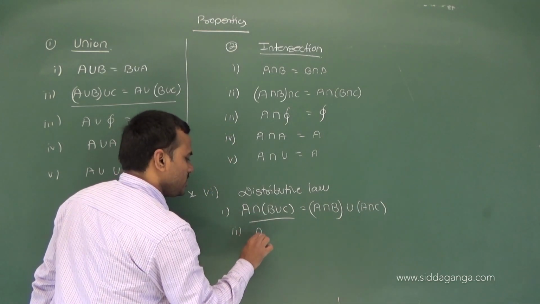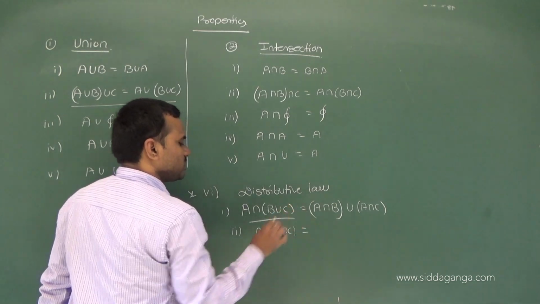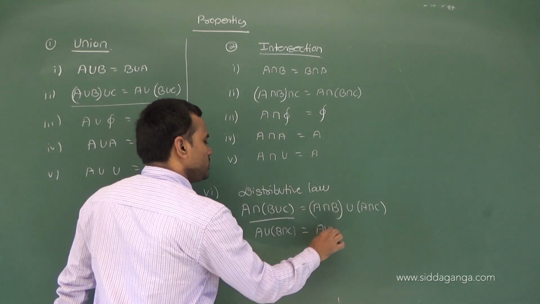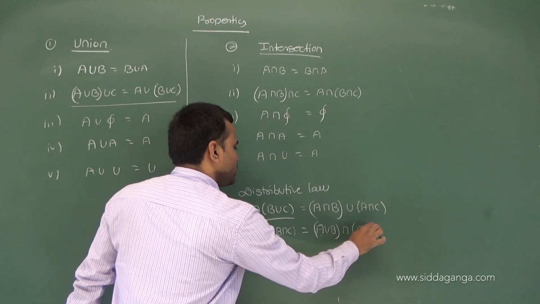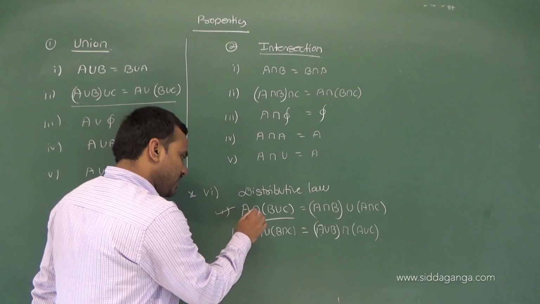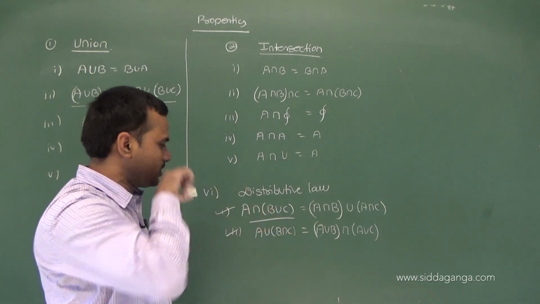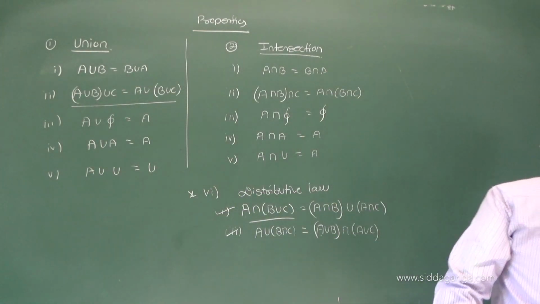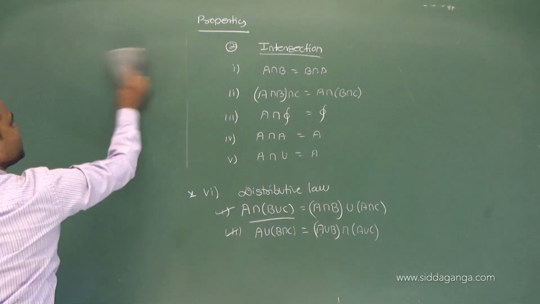Second one, A ∪ (B ∩ C) is always equal to (A ∪ B) ∩ (A ∪ C). This is union over intersection, and the earlier one is intersection over union. Better we solve one problem regarding the distributive law. Then only we perfect the concept. For that I take a simple set.